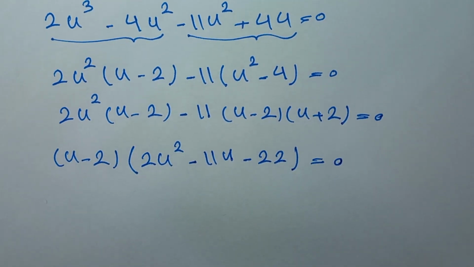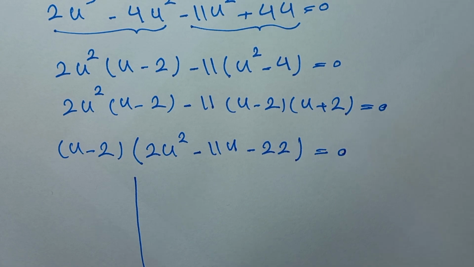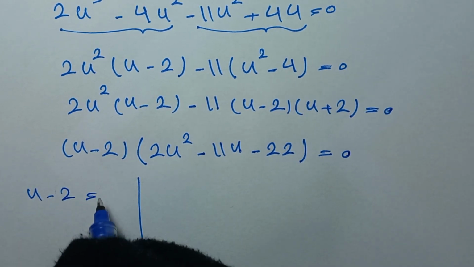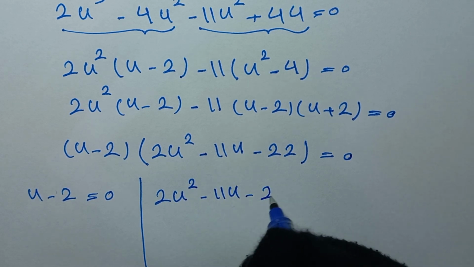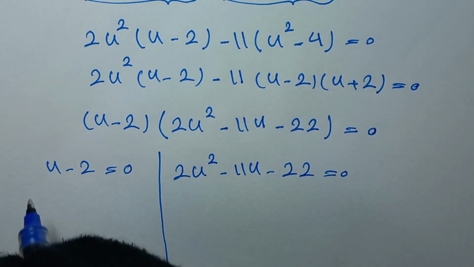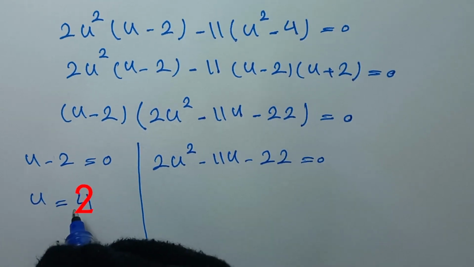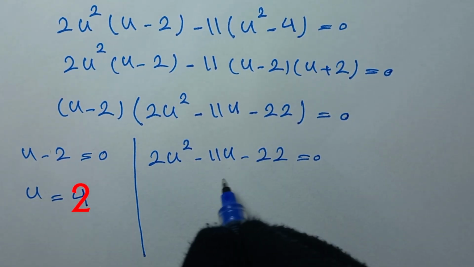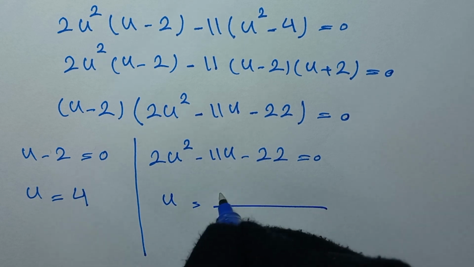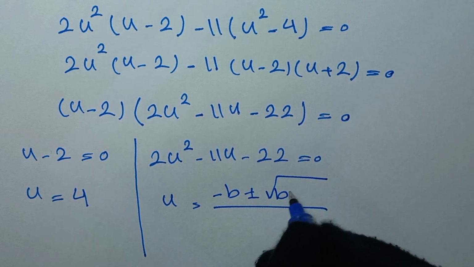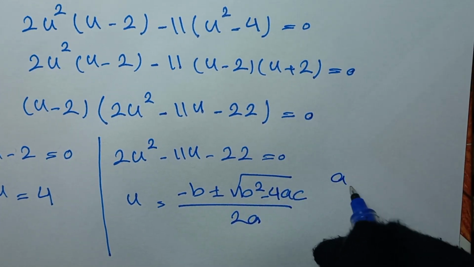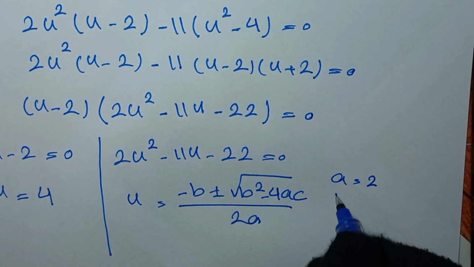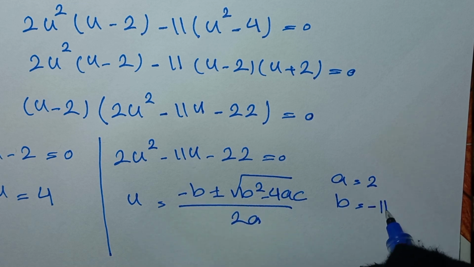And from here, we have two solutions for u. u minus 2 is equal to 0, and 2u squared minus 11u minus 22 is equal to 0. From here, u is equal to 2. And in here we have a quadratic equation, and we use the quadratic formula, which is u is equal to negative b plus or minus square root of b squared minus 4ac over 2a. And a, the coefficient of u squared, is 2, and b, the coefficient of u, is negative 11, and c, the constant, is negative 22.